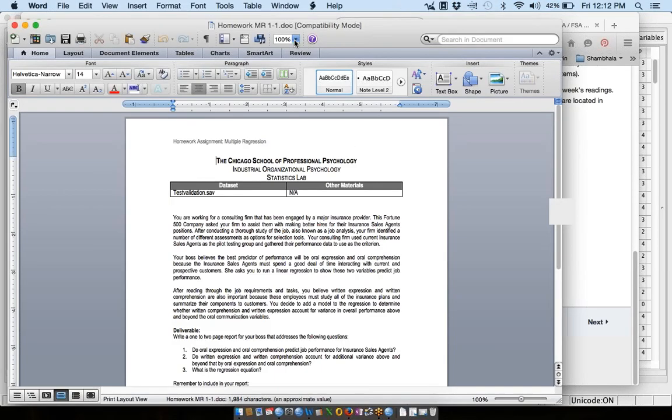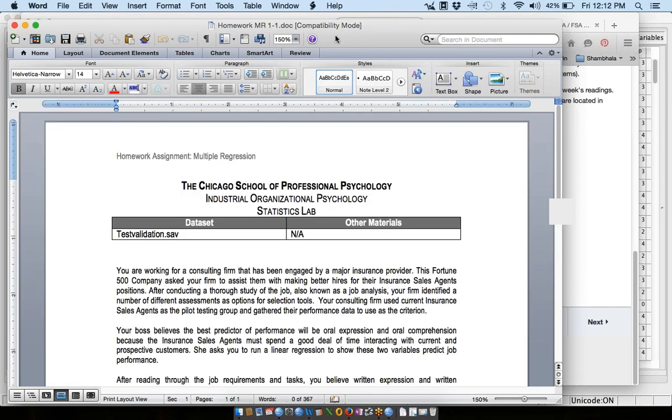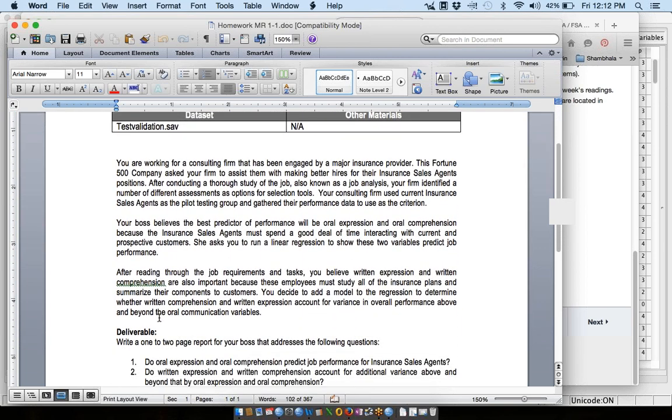Okay, so this homework is the multiple regression homework, which turns out to be hierarchical regression. Multiple regression is when we are looking at a model, and hierarchical regression is when we are comparing two models. And so our boss believes the best predictor of performance will be oral expression and oral comprehension tests.